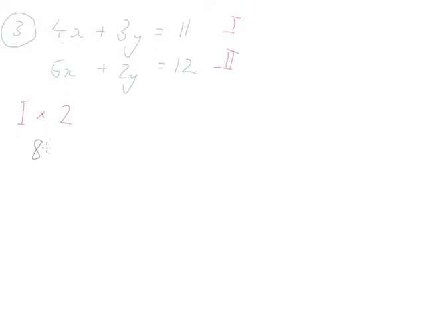That's going to get me 8x plus 6y equals 22. I'm also going to take equation 2 multiplied by 3. So equation 2 multiplied by 3, I'm going to get then 15x plus 6y equals 36. What I'm noticing here is that my y's match. Like I tried to fudge it so my y's would be the same. Here we go, my y's are the same.